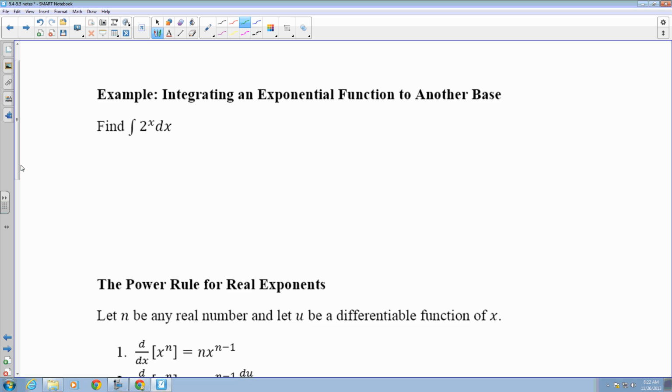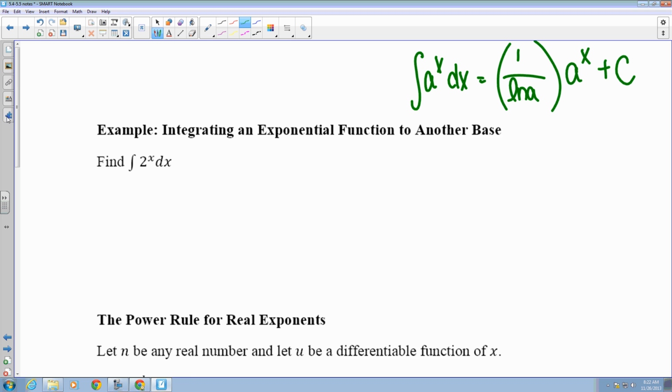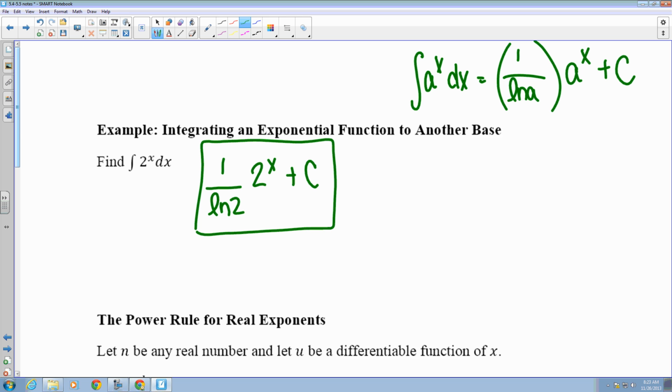And we did not include the integral formula, so I'm going to write this on top, and that's something that you should have written down and know. The integral of a to the x dx is equal to 1 over the natural log of a times a to the x plus c. So it looks just like on this first example, the integral of 2 to the x. Our integral is going to be 1 over natural log of 2 times 2 to the x plus c. If there's a function in that exponent, you're just going to have to do u substitution to get 2 to the u.